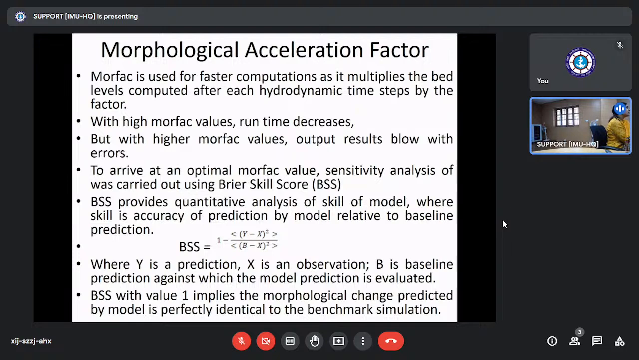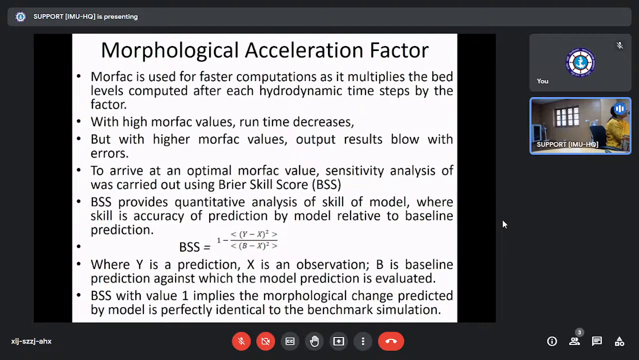Here, Brier Skill Score was used, which compares the predicted simulated bathymetry with the brute force or benchmark simulation. Brute force or benchmark simulation is when we are simulating the bed level changes with the full climate and with no morphological factor. It is a full climate with MORPHAC 1. While accelerated simulations use some morphological factors, and they are using morphological tide and schematized waves.